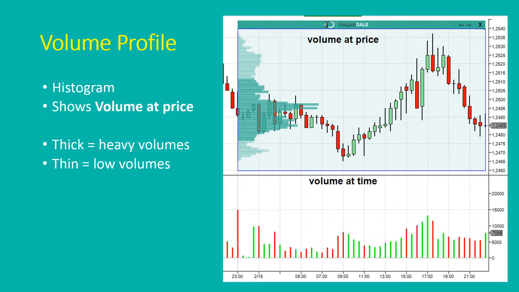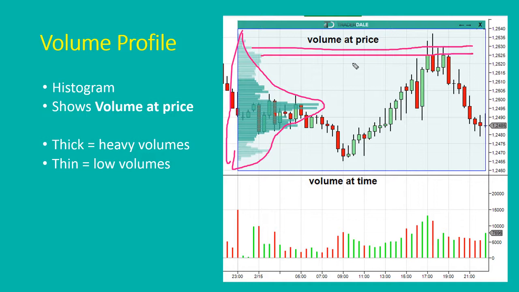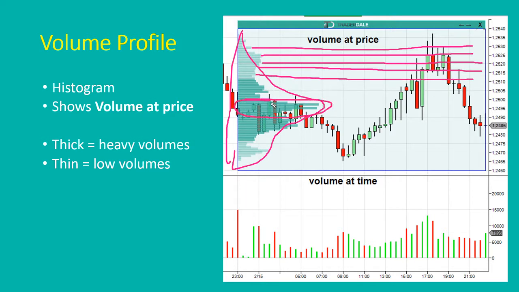The volume profile is a histogram which shows volumes at price. In this picture, you can see a histogram showing volume at price. At every price level, there's a volume bar which shows you how many volumes get traded at every price level. The thicker the volume profile is, for example in here it's the thickest, then it means that at this price level, the heaviest volumes throughout this whole area got traded.